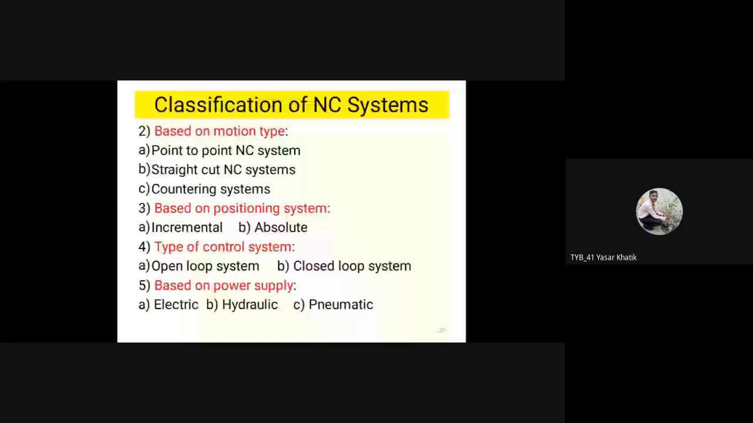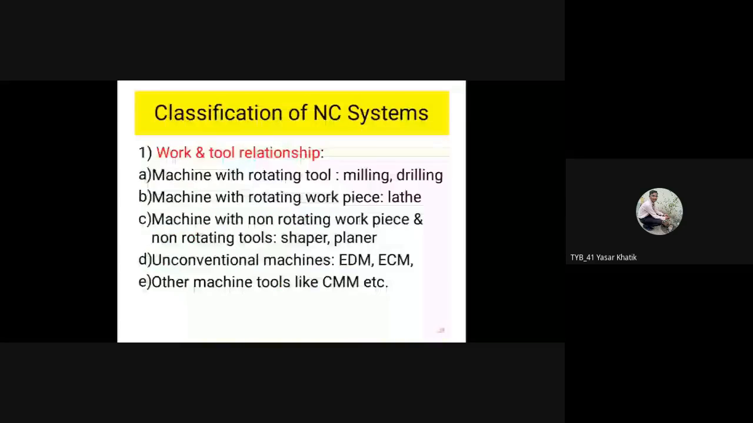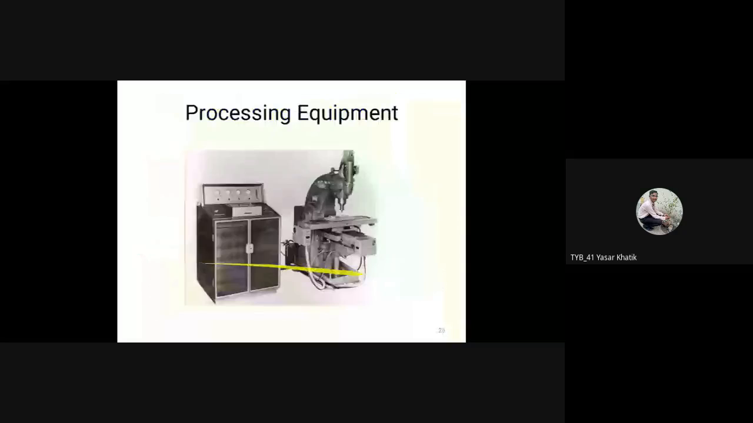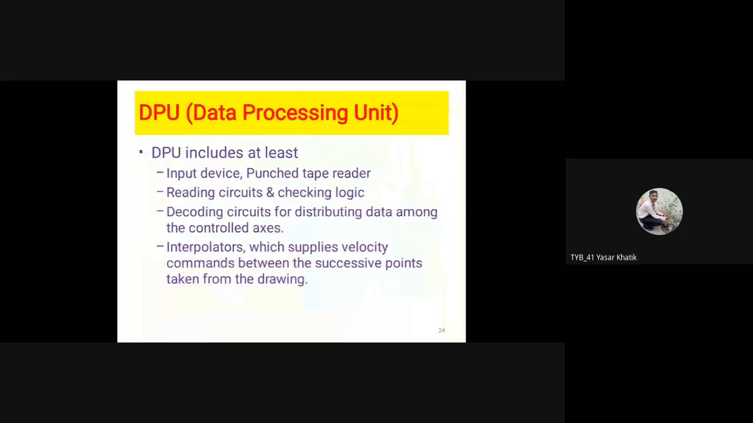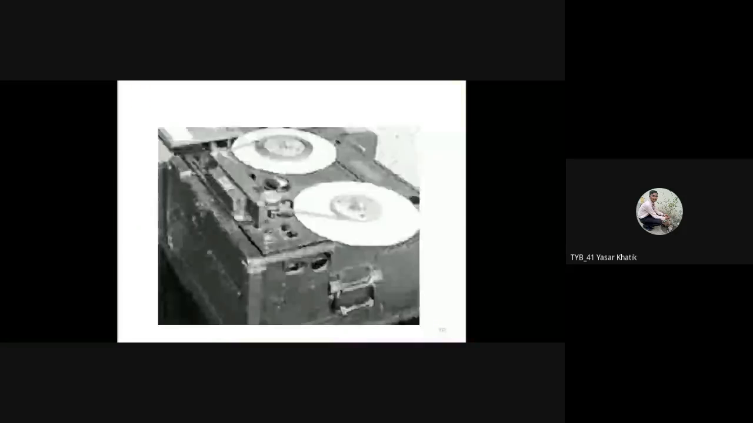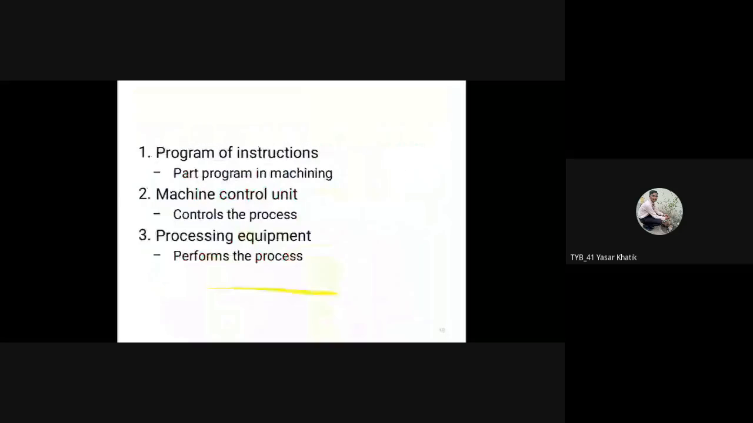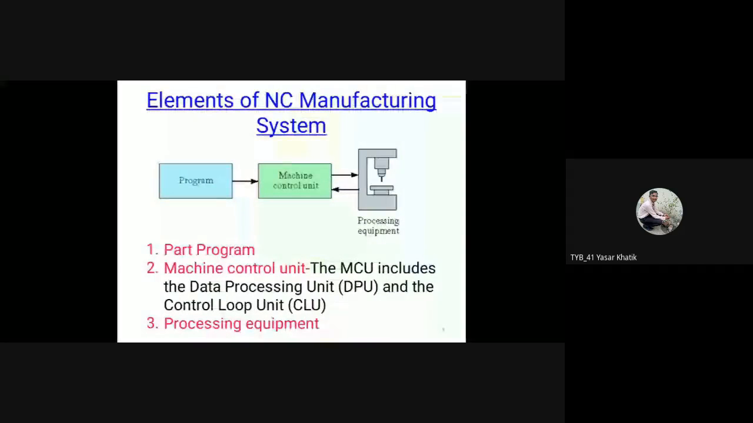So for today's lecture, I think we have to stop here. In today's lecture we have seen the revision of the first section, then we started the second section, the fundamental part of NC machines. So how the NC machine was developed, what is the history of NC machines, then what are the elements of the NC system: the program, machine control unit and processing equipment.